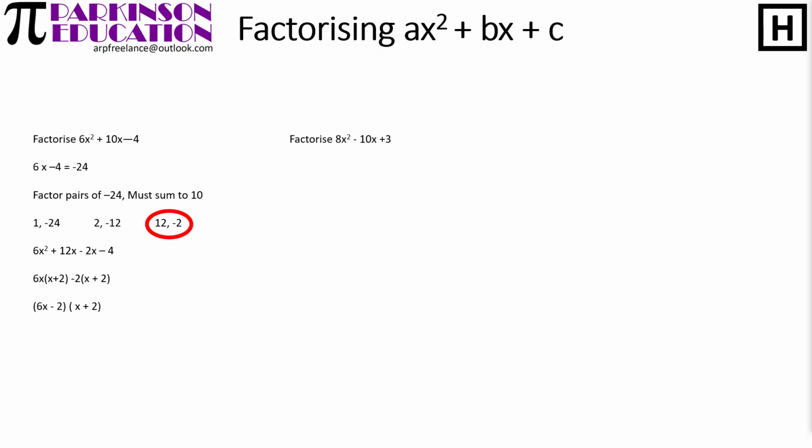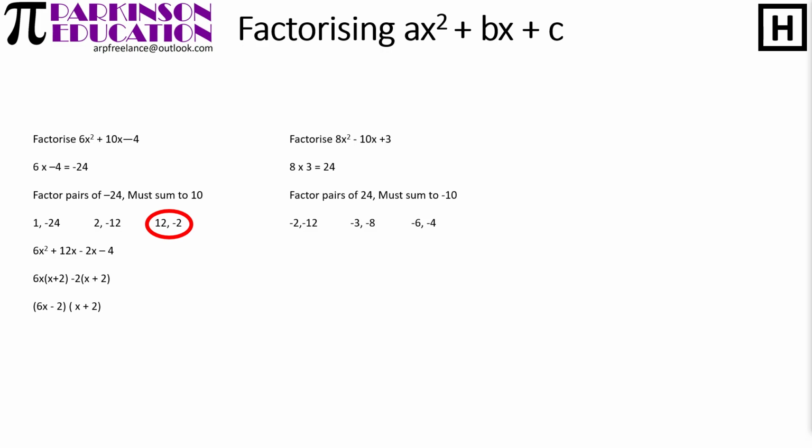The next one is like this. We've got 8x squared minus 10x plus 3. So, using my AC method, I've got 8 times 3 is 24. However, when I'm looking for factor pairs, they must multiply to 24, but sum to minus 10, which tells me they both must be negative.